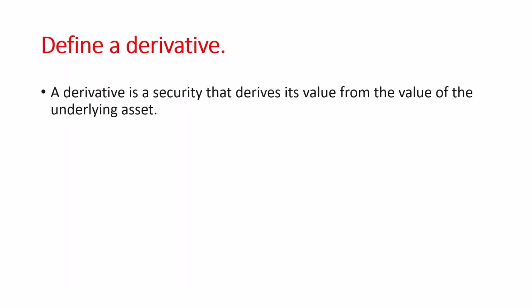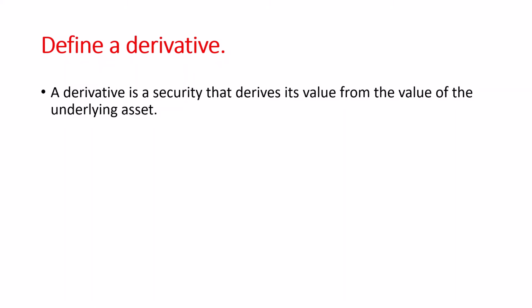Now, first of all, what is a derivative? Define a derivative. A derivative is a security that derives its value from the value of the underlying asset. Now, a derivative on its own does not have any value. A derivative is something that will always derive its value from that of the underlying asset.